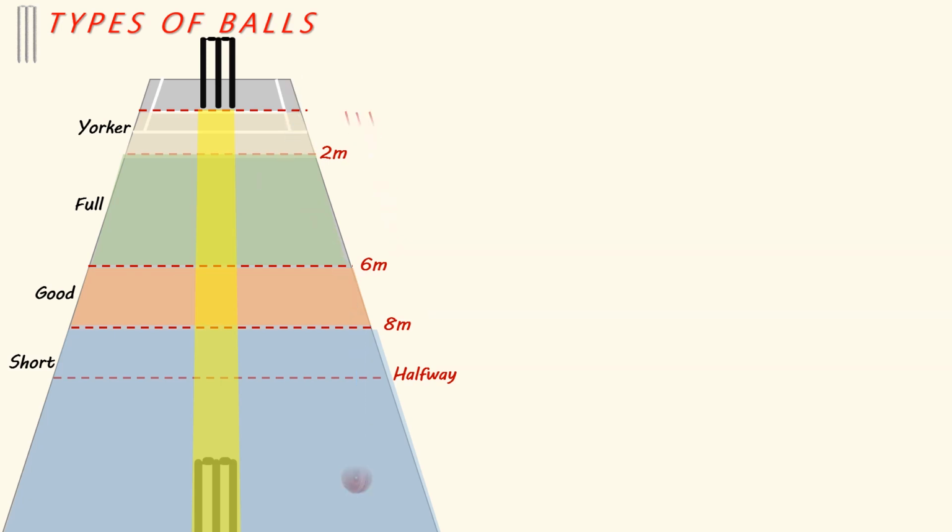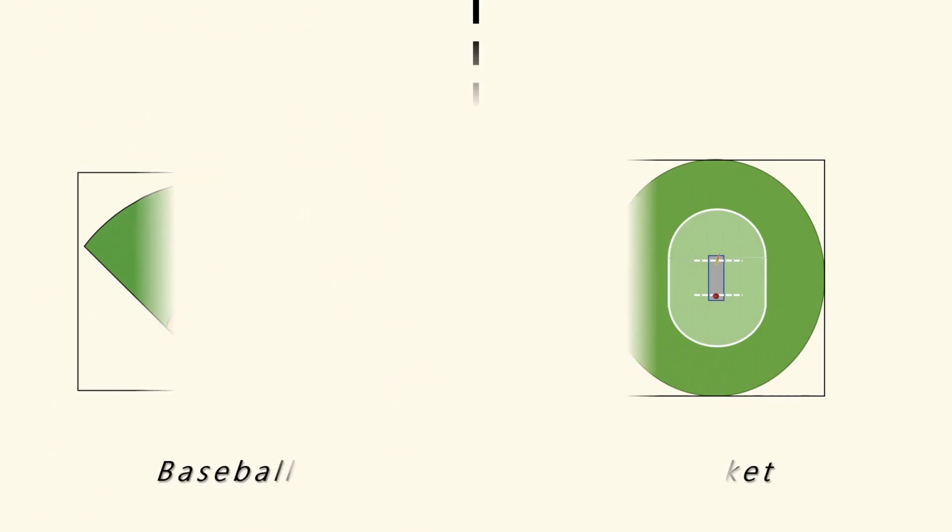If the ball bounces within 2 meters of the batsman's stump, it is called a Yorker. If the ball lands between 2 meters and 6 meters from the batsman's wicket, it is a full length delivery. If it falls between 6 and 8 meters, it is called a good length delivery. And if the ball bounces beyond 8 meters from the batsman's wicket, it is called a short ball.